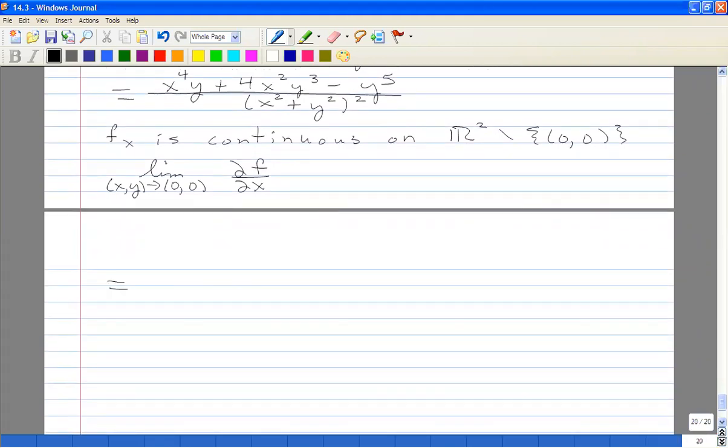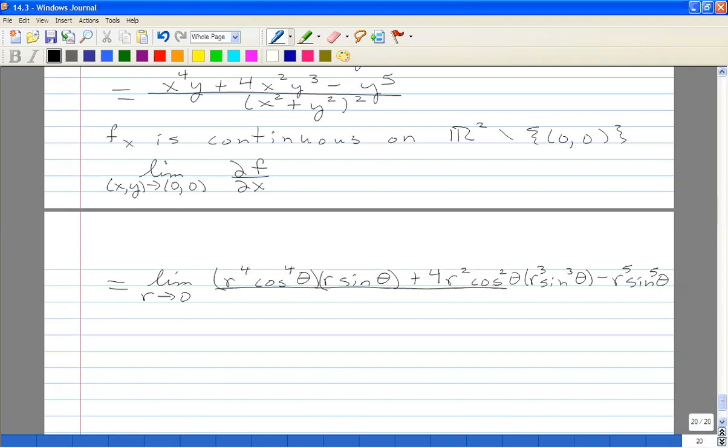Well, this is the same as the limit as r goes to 0 of r to the 4th cosine theta times r sine theta plus 4 r squared cosine squared theta times r cubed sine cubed theta minus r to the 5th sine to the 5th theta, over x squared plus y squared, which is r squared, squared.